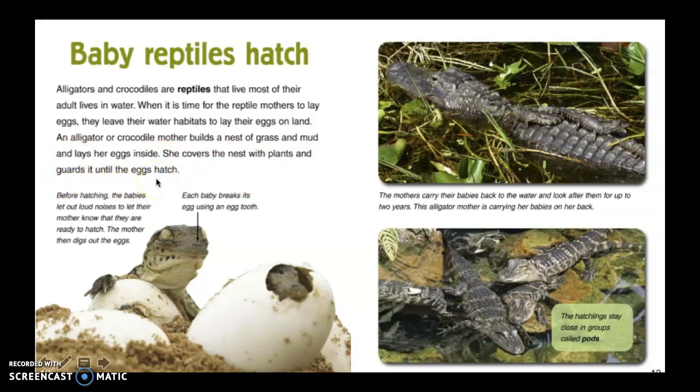But look at all these cool pictures. I want to learn more. If I read my captions, I can learn more. Can you find some captions on this page? Pause and point to them. Did you find this one here?